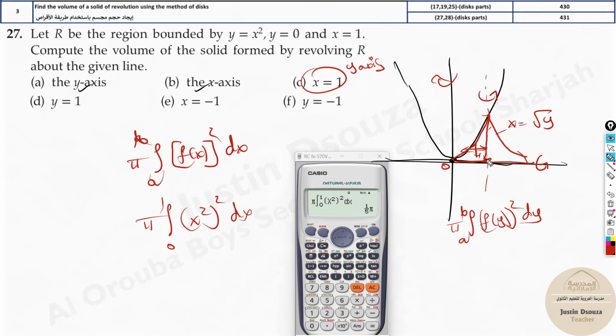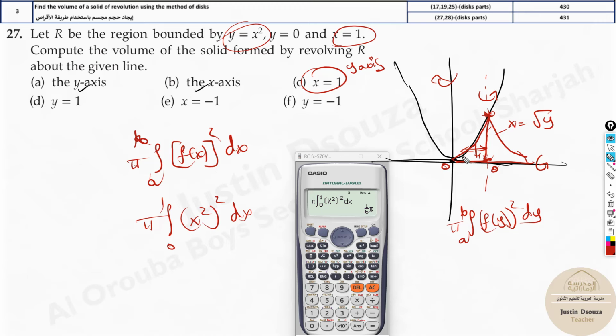Now what are the limits? What is the limit along the y-axis? It's over here 0. What is this point? Now which are the two lines that touch over here? That is x is equal to 1. And what is the other thing? That is basically over here, this one, right? y is equal to x squared.